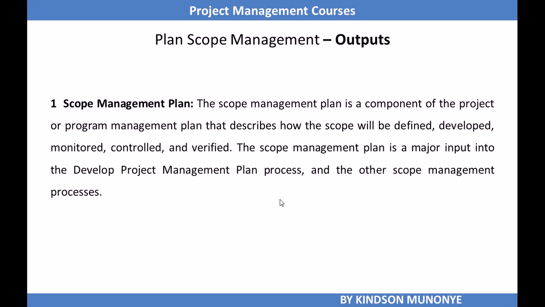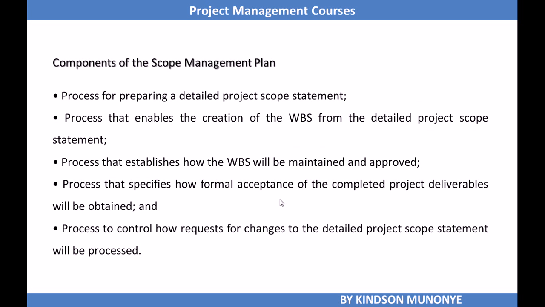The output of the plan scope management process is the scope management plan. The scope management plan documents how the scope will be defined, developed, monitored, controlled, and verified. The scope management plan is a major input to develop project management plan, and remember, the scope management plan is one of the subsidiary plans of the project management plan.